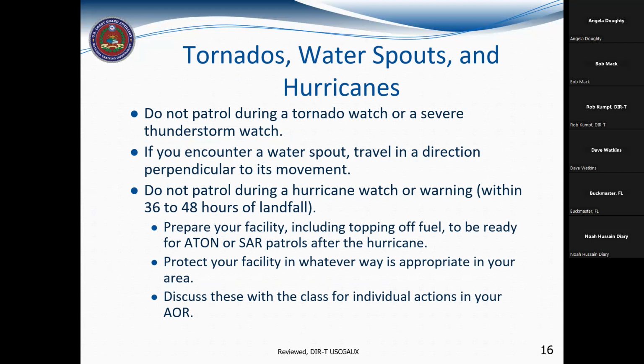If you encounter a waterspout, travel in the direction perpendicular to its movement. I have not seen them in person, but they can be fascinating and scary from what I've heard people talk about and what I've seen on television and stuff. Do not patrol during a hurricane watch or warning within 36 to 48 hours of landfall.